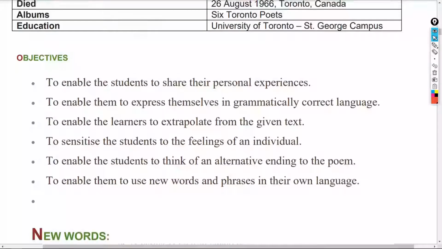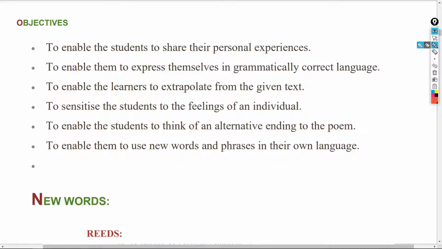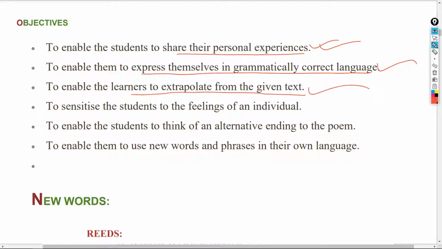Let us see the objective of the lesson. So after reading this lesson, the main purpose of studying this lesson is that we'll share the personal experience. We enable them to express themselves in grammatically correct language. So we have already seen it. To enable the learner to extrapolate from the given text, means we'll try to have the global understanding from the specific poem, to sensitize the student to the feeling of an individual. So we'll also understand how feeling is very important, not only with the animal but also to the human being.